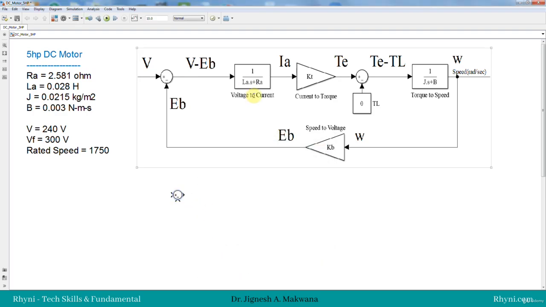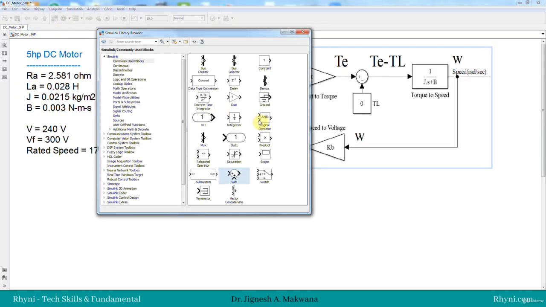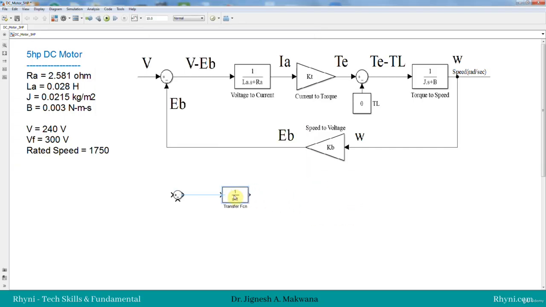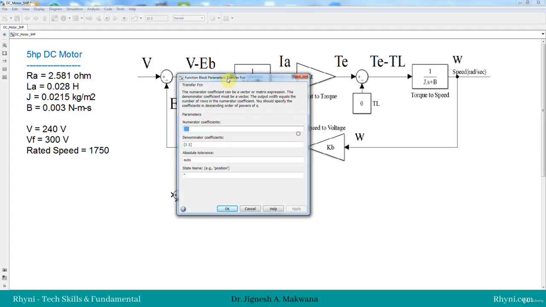And then we will require the transfer function from voltage to current. So we will take the continuous transfer function, and we will set the values also. L and RA values are known, so I will put in the parameters. In the denominator, first we will put the L, so it will become Ls plus R. The value of L is given as 0.028 Henry, and the value of resistance R is 2.581.